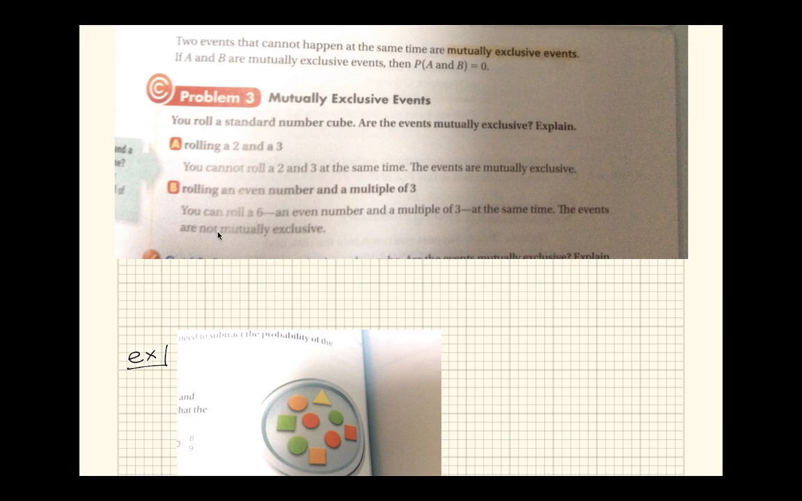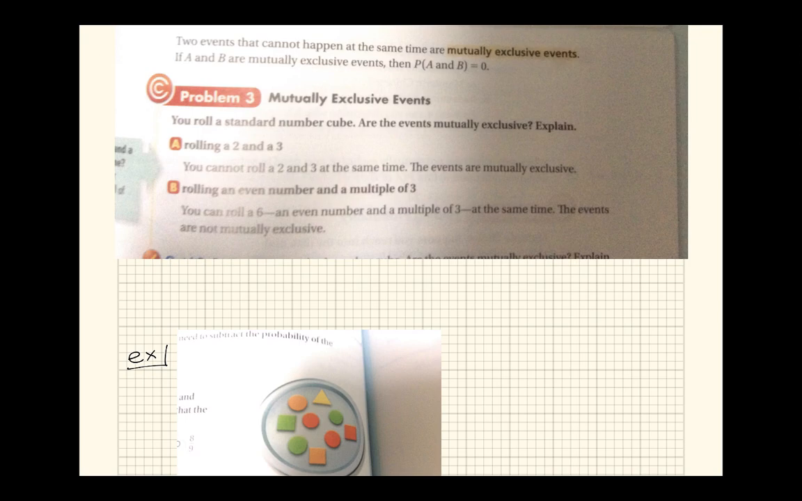For probability's sake, let's talk about rolling a 2 and a 3. If you're rolling a die, what's the probability of rolling a 2 and a 3 on one single roll? You can't roll a 2 and roll a 3. That doesn't even make sense.